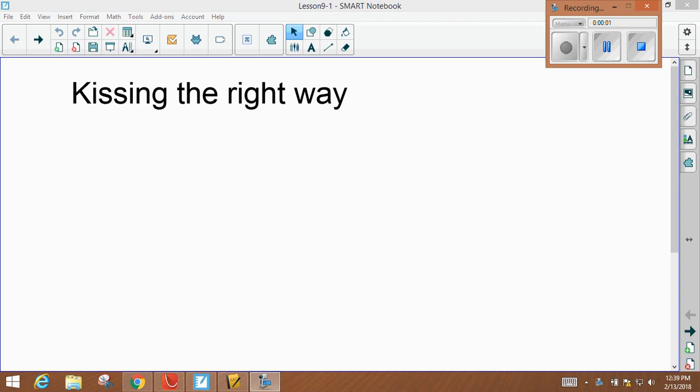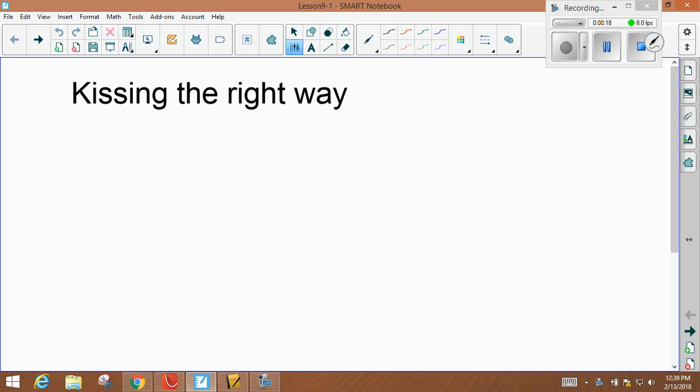Welcome to 9.1. We're going to start talking about inference. We're going to be able to test a claim, and we're going to do that using significant tests. So we're going to have hypotheses and whatnot. First thing we're going to do is talk about kissing the right way, and it's quote unquote the right way.